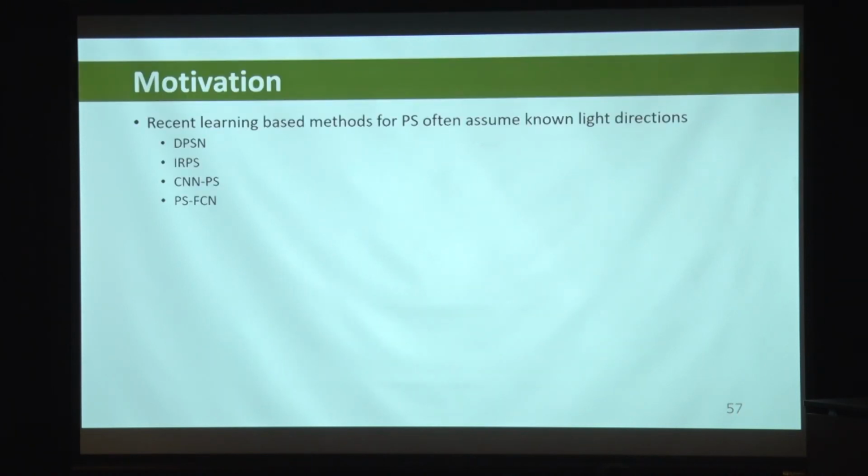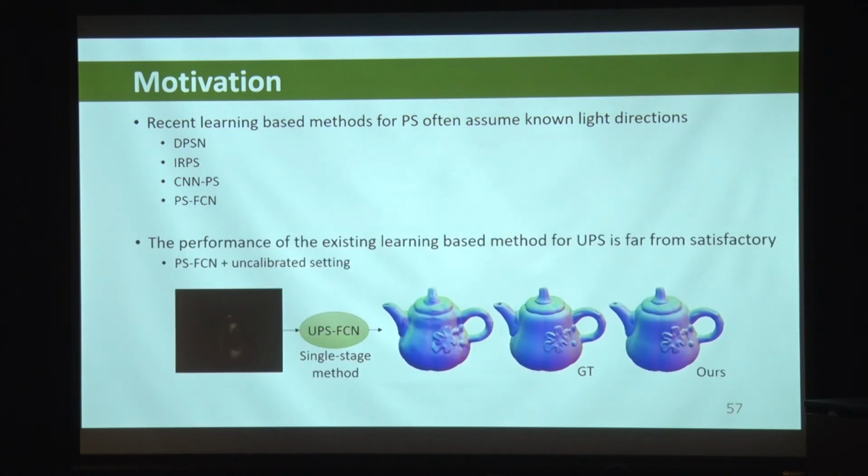So the motivation is that all these existing works are calibrated, requiring known lighting. And PSFCN is from the same group, in ECCV 18. Remember that for the input of PSFCN, they need an image and attach it with the lighting condition. But if we just forget about the lighting condition, we can still get some results, but there are obvious artifacts compared to the ground truth.